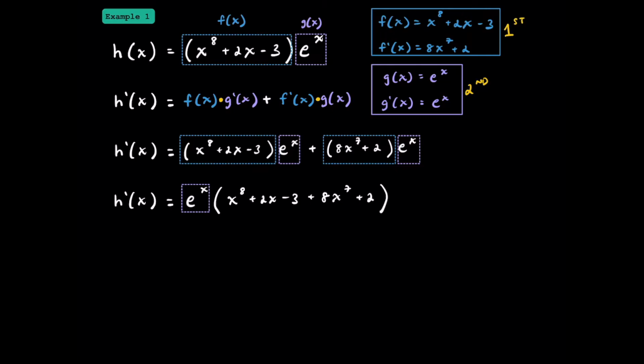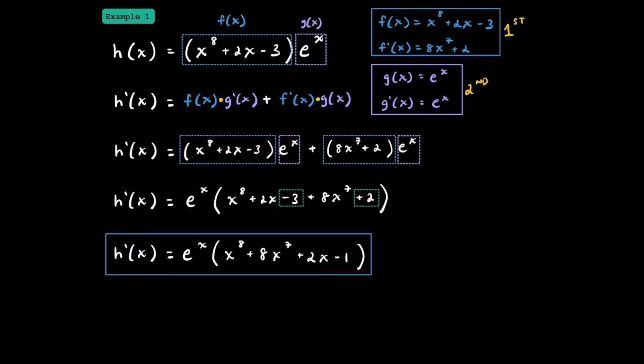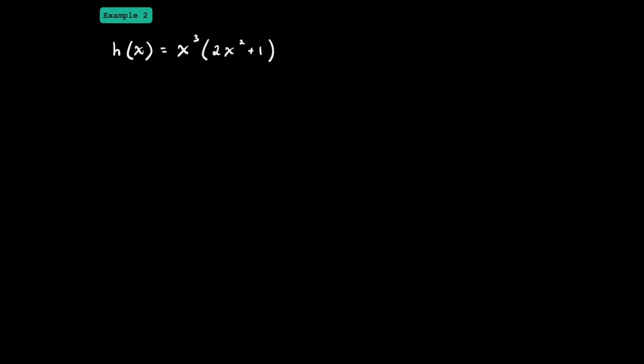This was the e to the x that was factored out, and these were the other factors. Combining like terms, e to the x power multiplied by x to the 8th power plus 8x to the 7th power plus 2x minus 1. And this is going to be our derivative. Let's try example 2 here.